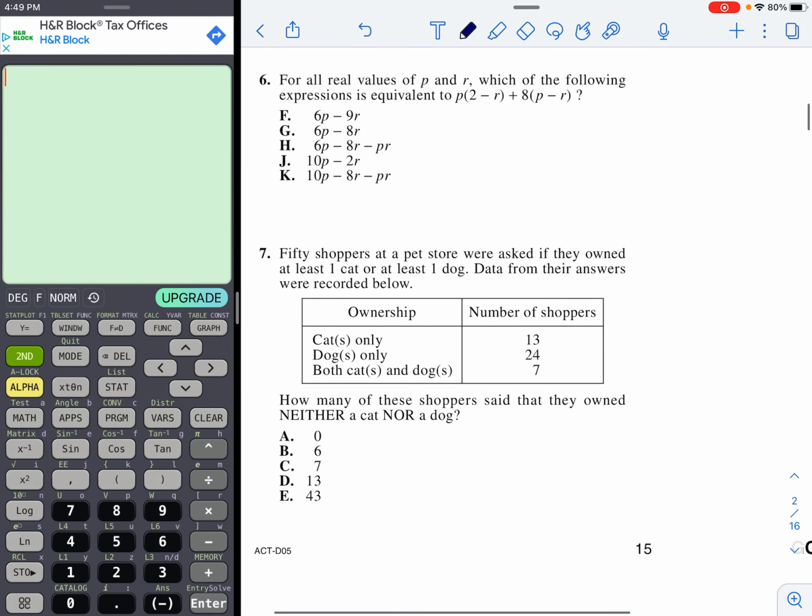Question number 6, for all real values of P and R, which of the following expressions is equivalent? So this one you really just got to multiply it out. 2P minus RP plus 8P minus 8R. And so we're looking at 10P, let's see, minus 8R minus RP, which is the same thing as PR. So we are looking at answer choice K.